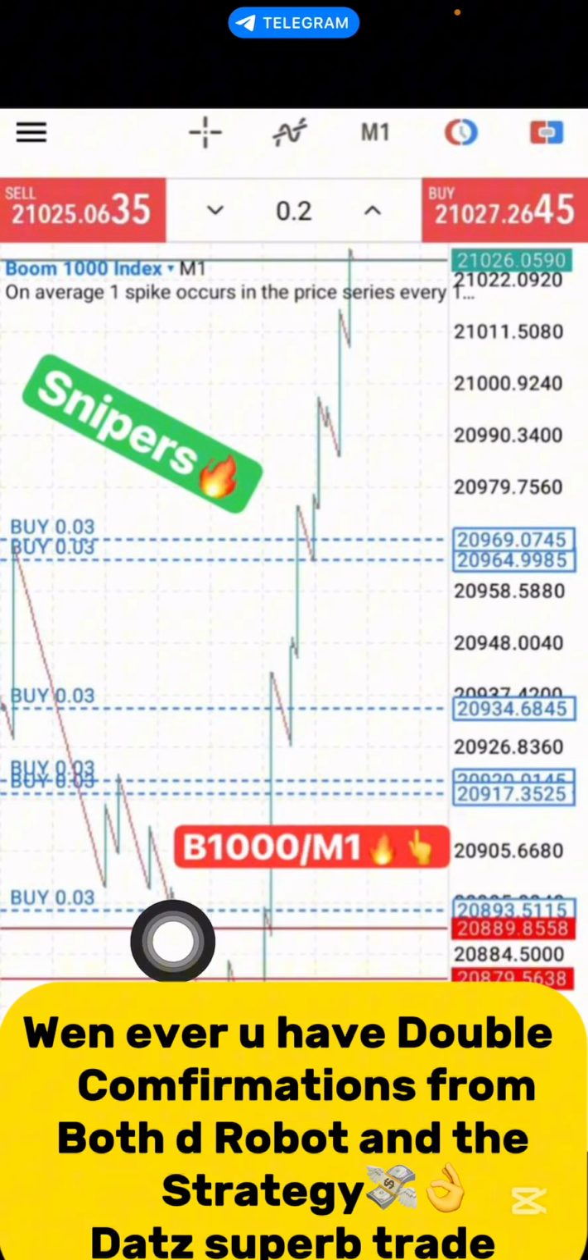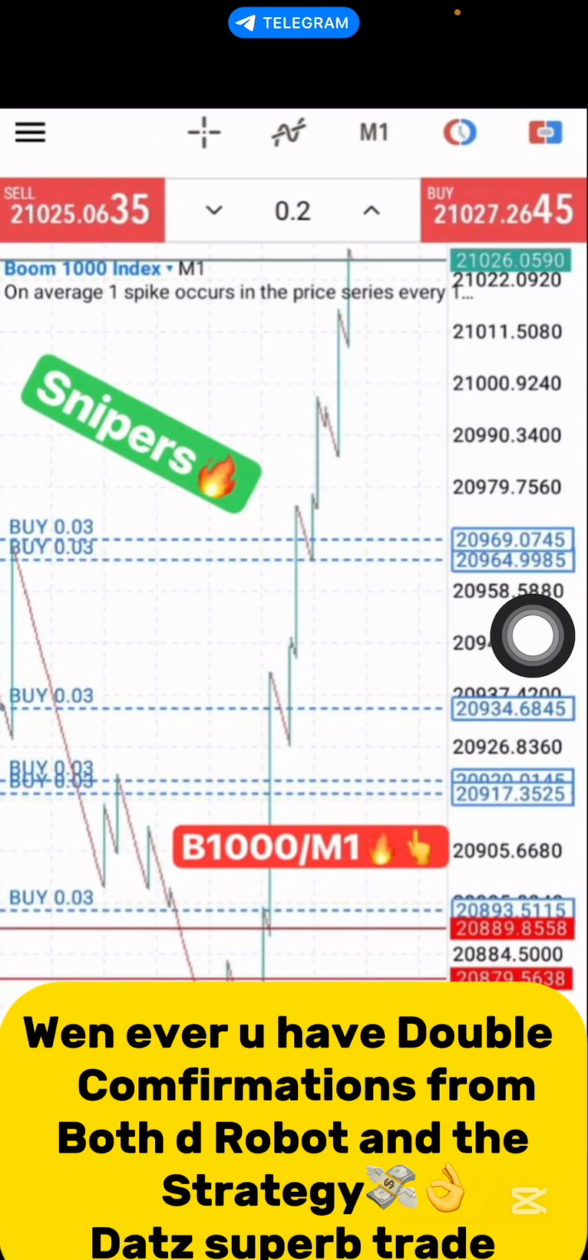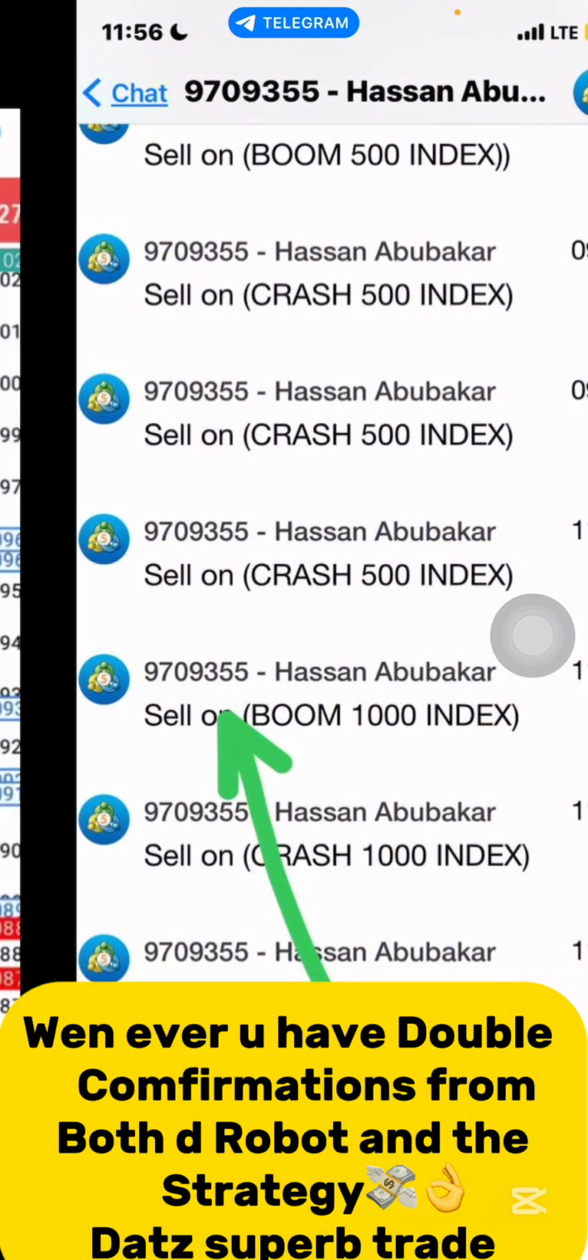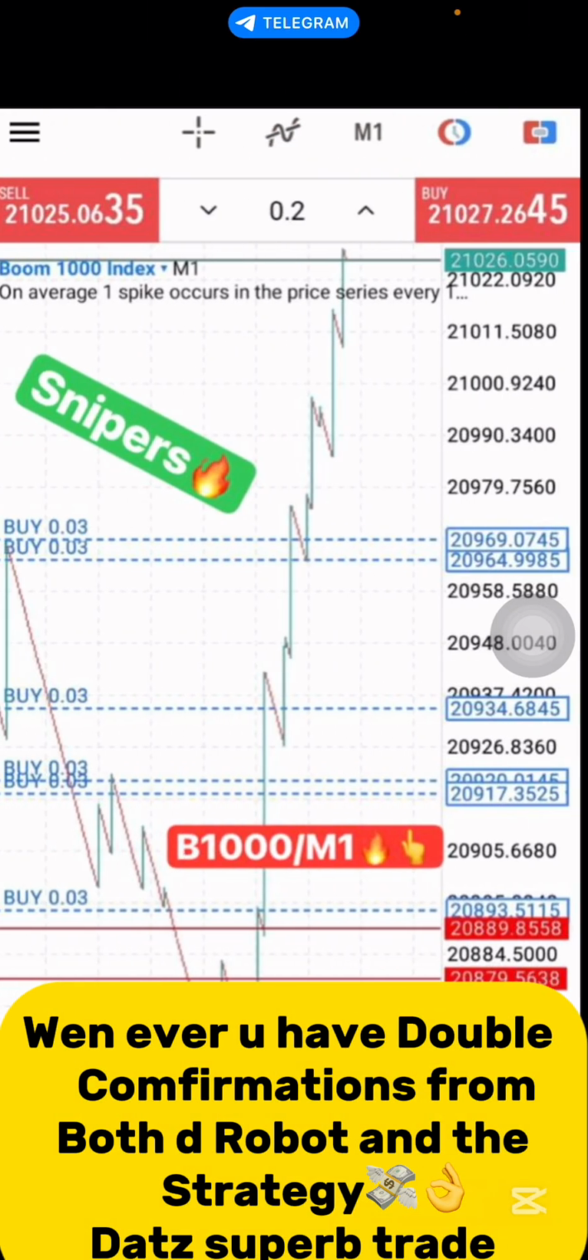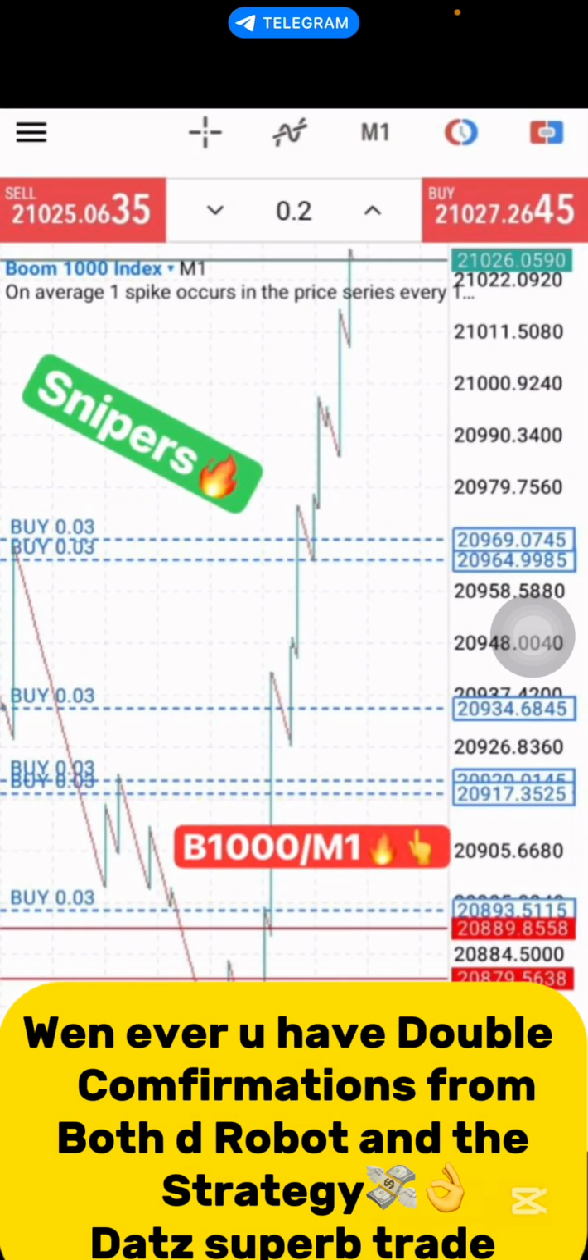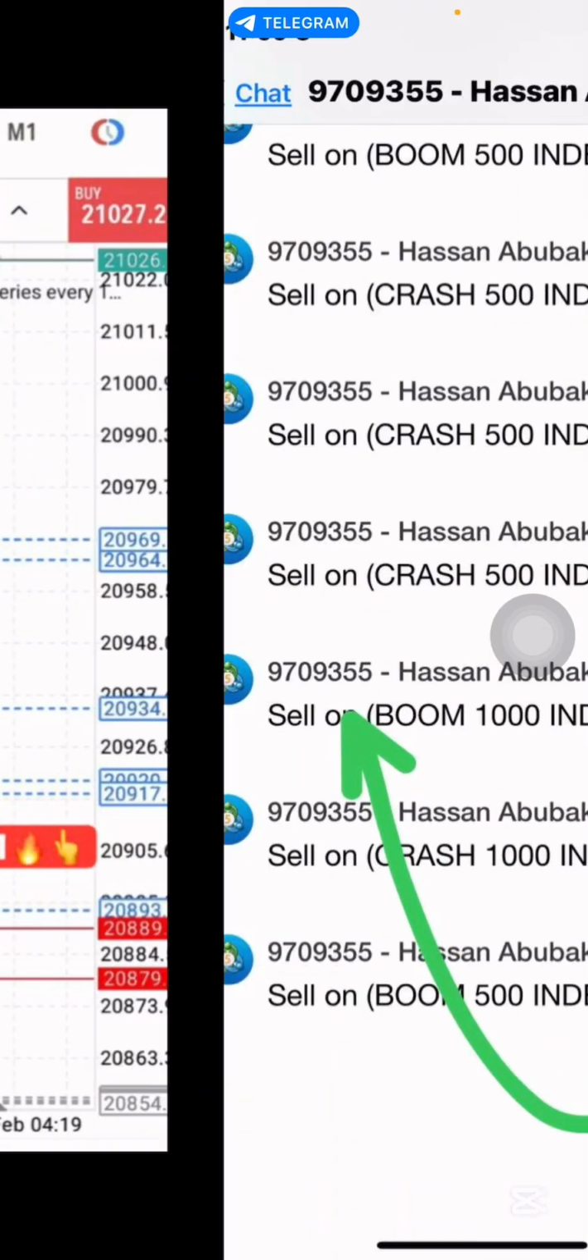You don't need to worry about any form of inducement or liquidity, because before you even enter your trade, liquidity has been swept. You are just going to stack the market in the opposite direction of the trend. That is why, if you are using the robot and the strategy, you will be able to get a very nice result trading the Boom and Crash market.